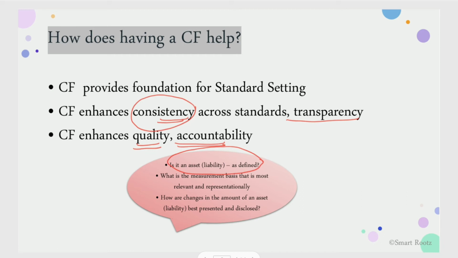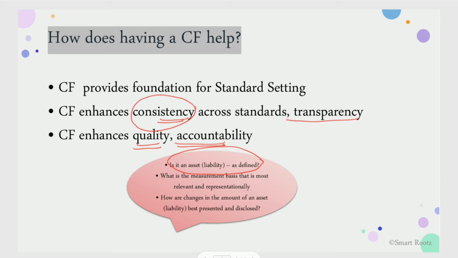So when the standard setters are developing an accounting standard, they need to keep all these questions in mind and then develop a standard. When a stakeholder is reading a financial statement, they know this is the concept of asset and this is the concept of liability that the company has implemented in recording its financial statements. It gives clarity to an investor reading a financial statement, and this definition will remain the same when he reads the financial statement of another company and tries to compare.